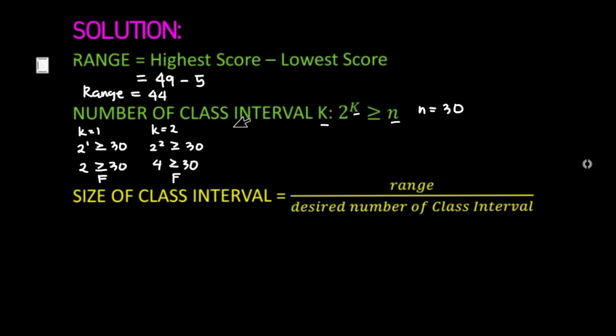Try na natin 5. So, when k is equal to 5, 2 raised to 5 is greater than or equal to 30. 2 raised to 5 means 5 beses natin makikita si 2 as a factor. So, 2 times 2, 4, times 2, 8, times 2, 16, times 2, 32.